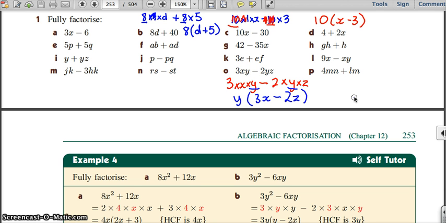Yep. Could you go through one of the ones that don't actually have any specific numbers, like h? Yes, we can go through h, g. That looks like g times h plus h. What's our common factor, Ash? H. So h goes out the front.